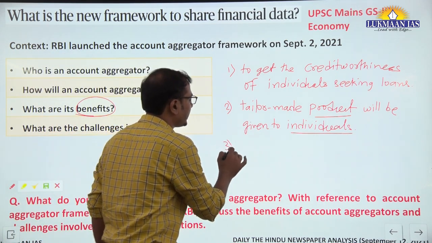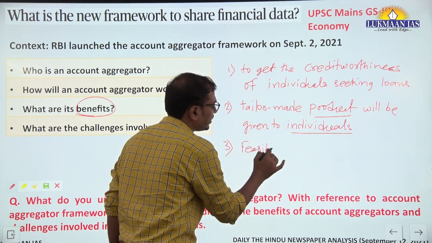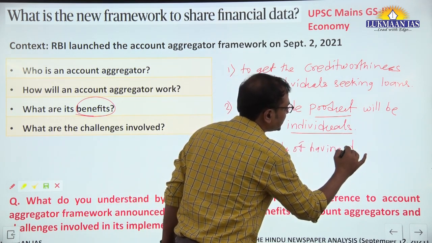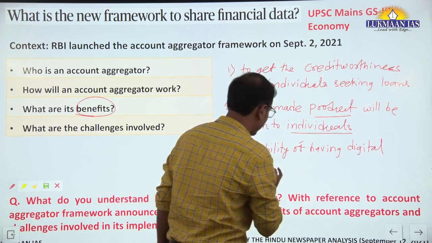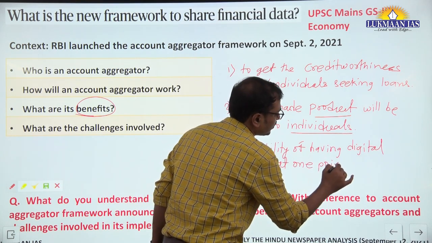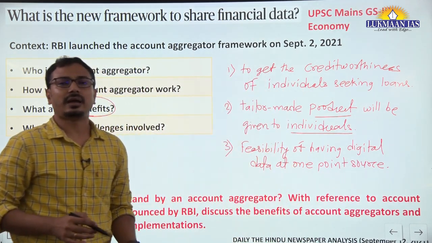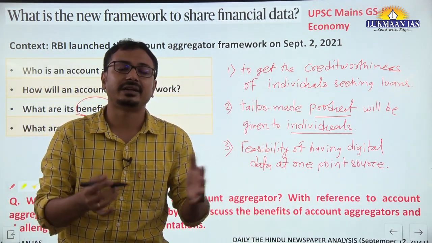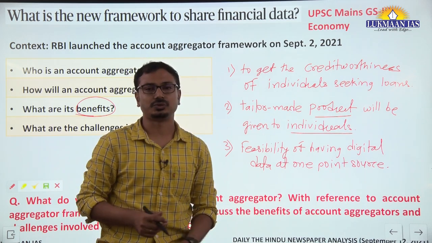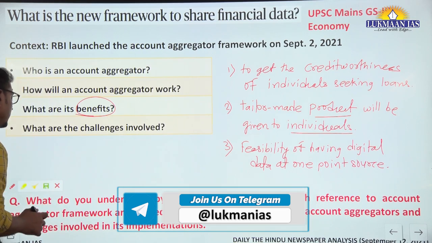The third important aspect is the feasibility of having digital data at one point source. That means even the individual can access their own digital data at one point source itself. So it is a good thing for the individuals also, right? So it is a win-win situation for all of these different stakeholders involved here.